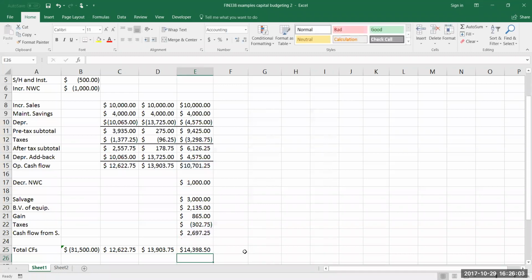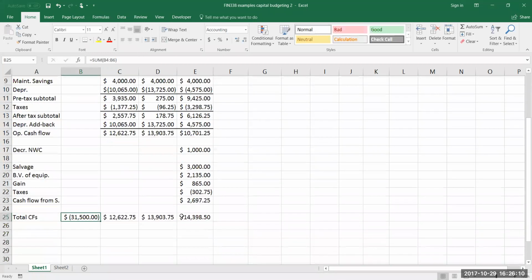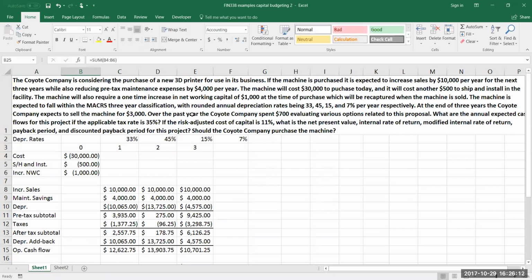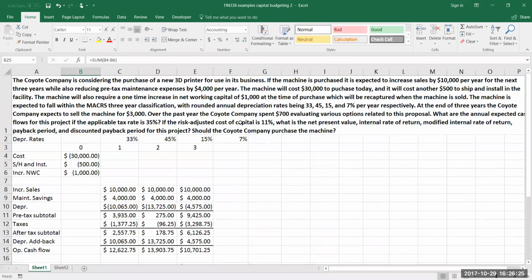So now that I have a set of cash flows, I'll go ahead and ignore this error again. So I now have a set of cash flows. Let's come back to the problem here. The first part is, what are the annual expected cash flows for this project if the applicable tax rate is 35%? Well, we have found the annual applicable cash flows. If the risk-adjusted cost of capital is 11%, what is the net present value, internal rate of return, modified internal rate of return, payback period, and discounted payback period?